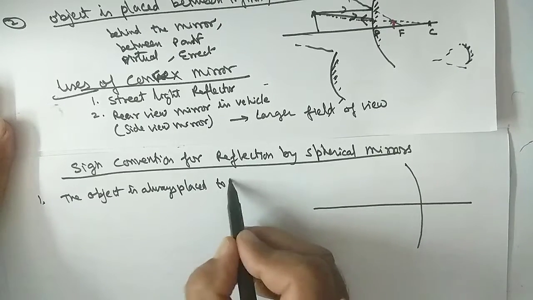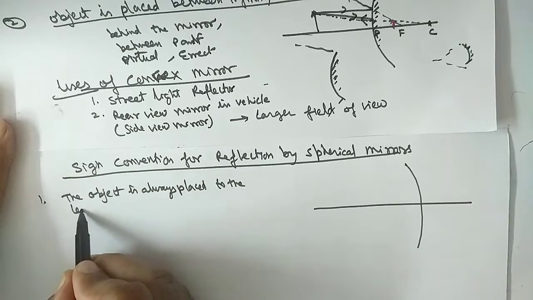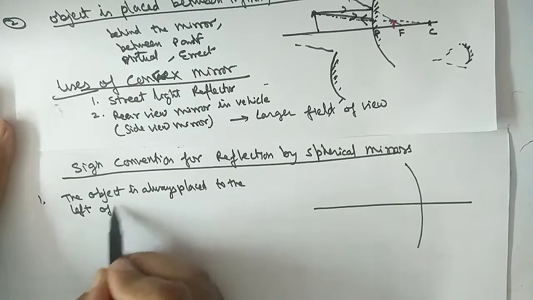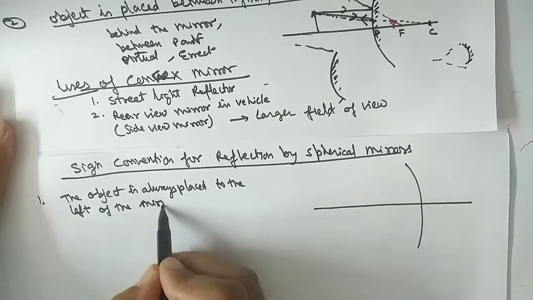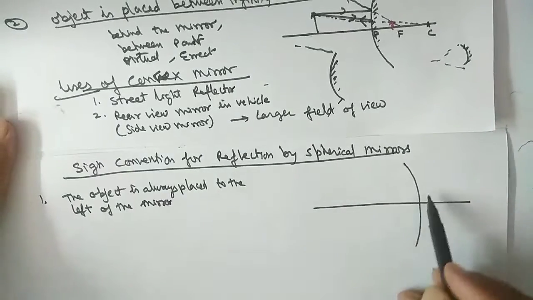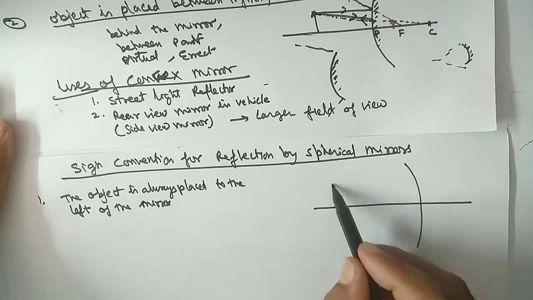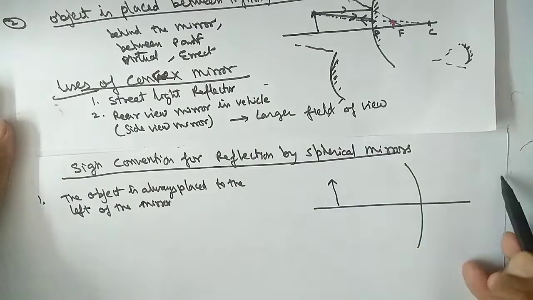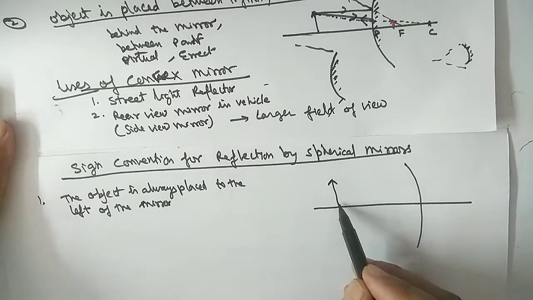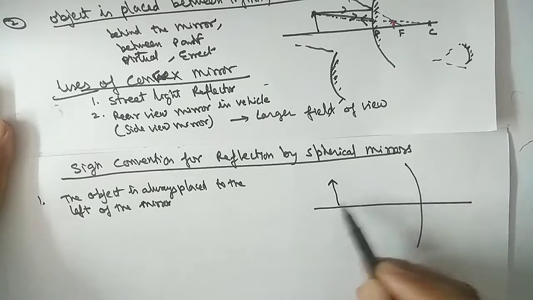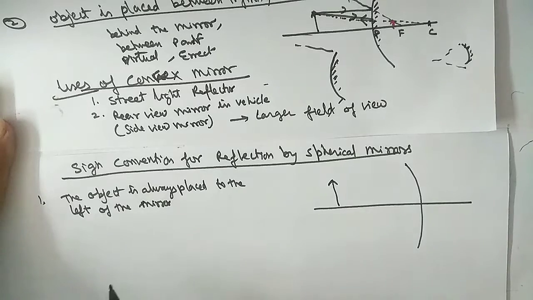The object is always placed to the left of the mirror. Okay, so the object should always be placed on this side, not this side. That will be wrong. So this is the rule. You have to keep the object on this side, in front of the mirror, always.